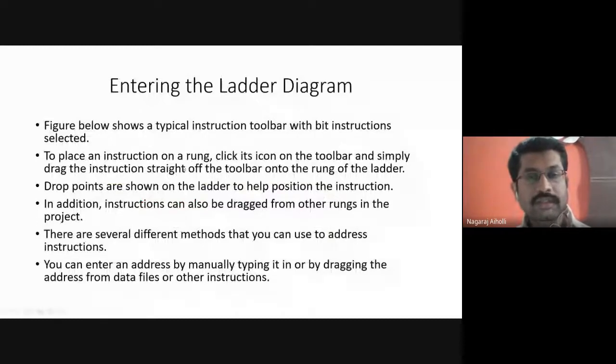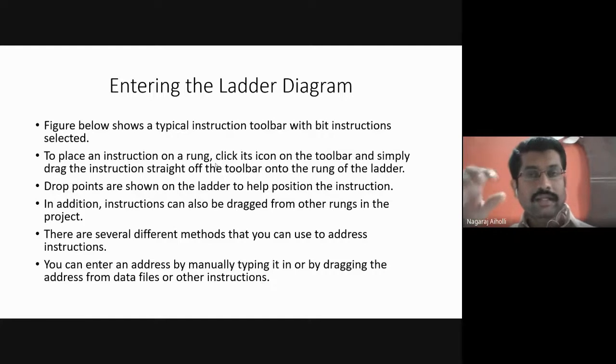Place an instruction on the rung. If you want to place any instruction on the rung, you have to click on that icon, drag it and place it at the points which are being shown there, the markings which are being shown there. At those markings only we have to place that particular instruction on the rung.